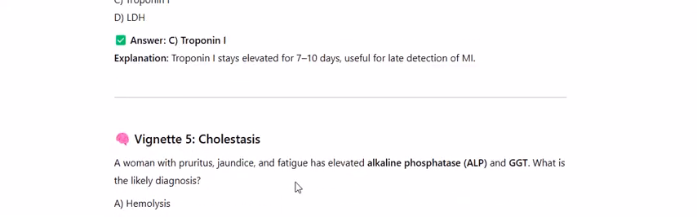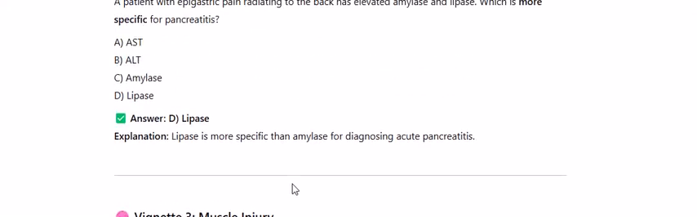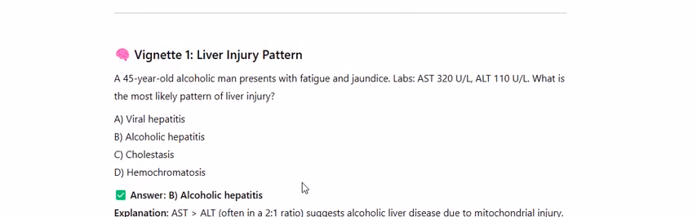Here are 10 Puerto Rico Medical Board style clinical vignettes focused on enzyme pathology and laboratory patterns, each with 4 multiple choice options and detailed explanations to help you prepare for board style questions. Vignette 1: Liver Injury Pattern.